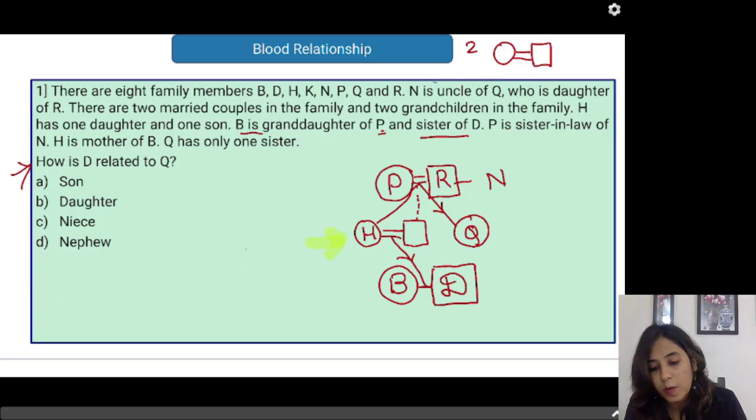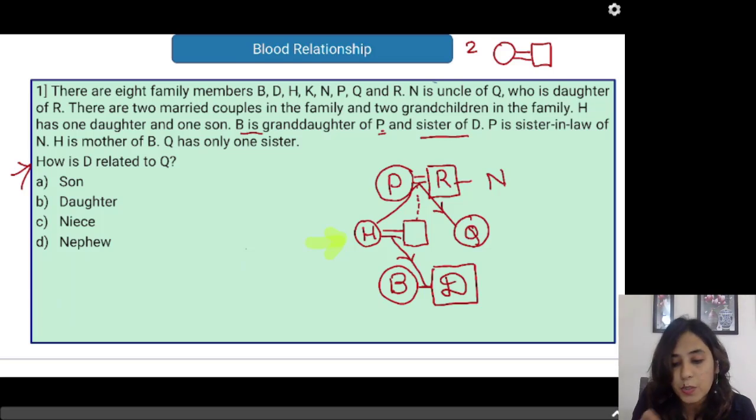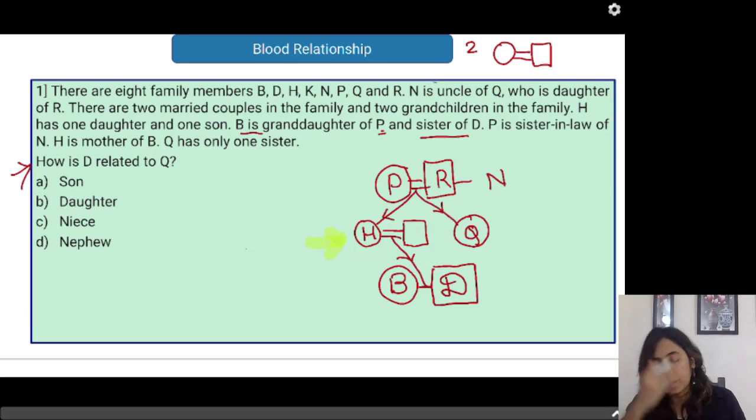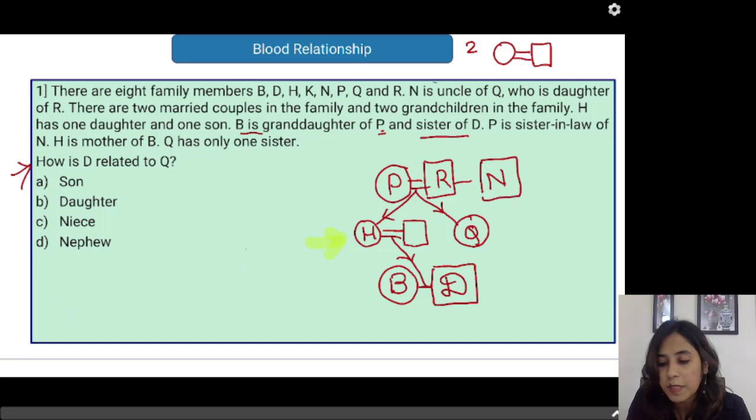Q has only one sister. All right, so we have H, who is the daughter of P and R. And the other daughter is Q. Okay. So we have made the whole family tree. How many people do we have? 1, 2, 3, 4, 5, 6, 7. And K is remaining. So K is here. Alright. So this is the whole family tree.